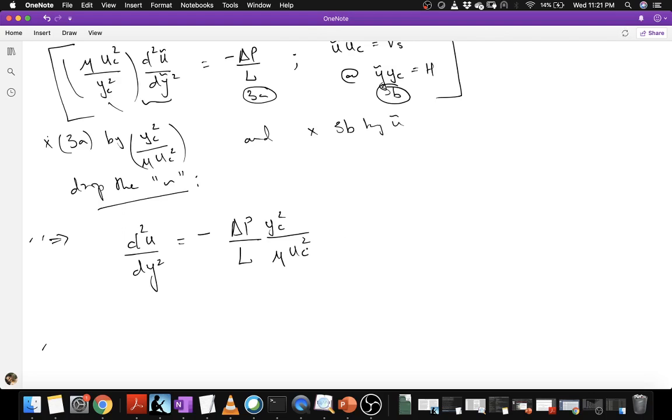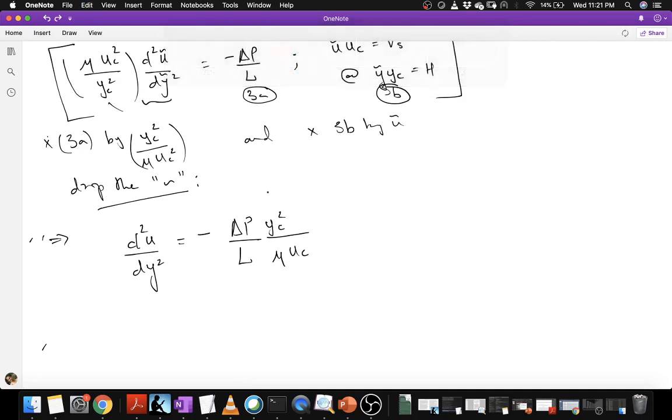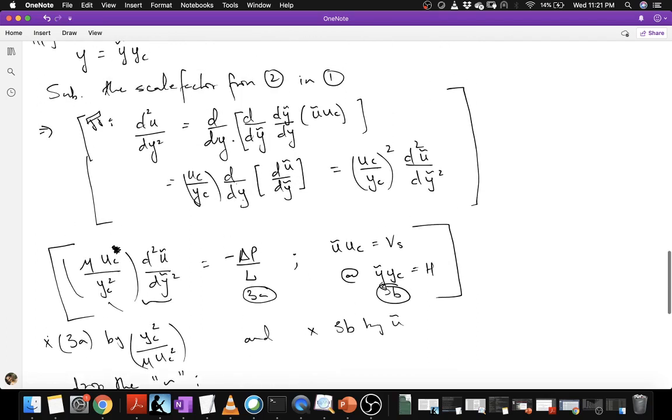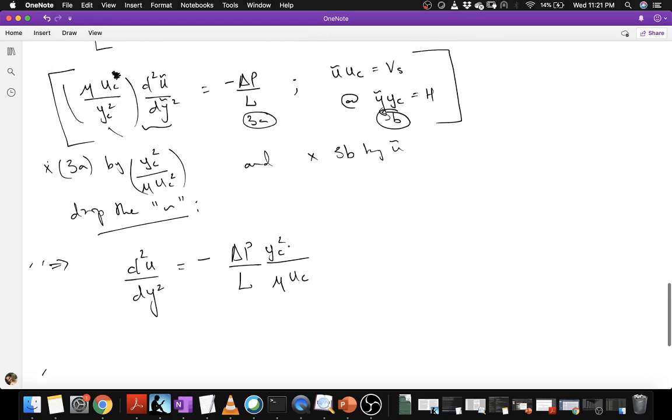Oh, sorry. Yes, I made a mistake here. There is no uc square. Yes, that was a silly mistake. There's only uc. There is no square sitting there. Let's see where I made the mistake. So you would realize that there's a mistake here because clearly my original equation had units of velocity over length square, and this term has to have similar units. I cannot have this extra uc here at the bottom.